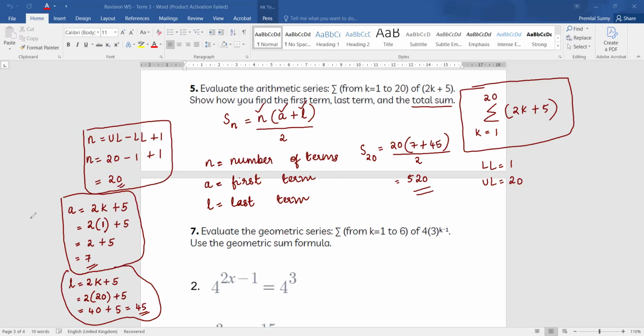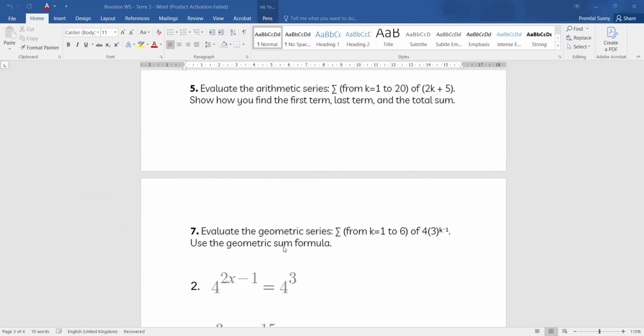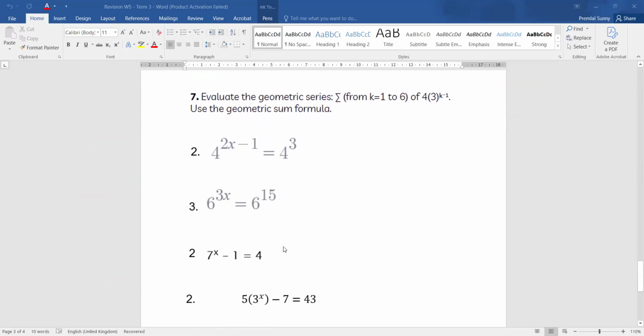Moving on to the next question here, which is evaluate the geometric series sigma k is equals to 1 to 6, 4 times 3 to the power of k minus 1. Now this is how it looks when it comes to a geometric series. You have sigma, the lower limit 1. So you can just write here lower limit is 1, upper limit is 6.